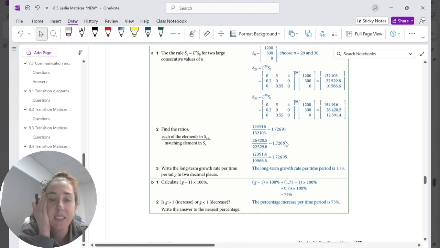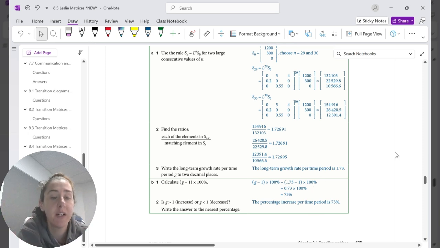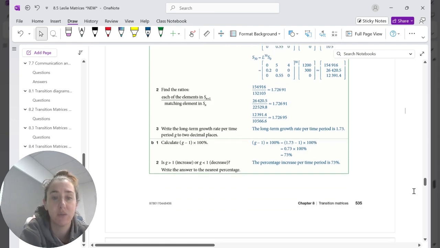Can you see that they are very, very similar? To 3 decimal places, actually 4 decimal places, they are the same, which means that we have a long-term growth rate per time period, which is 1.73. The question asked us to go to 2 decimal places, so we round to 1.73 because the 6 tells us to take the 2 up. So our long-term growth rate is 1.73.